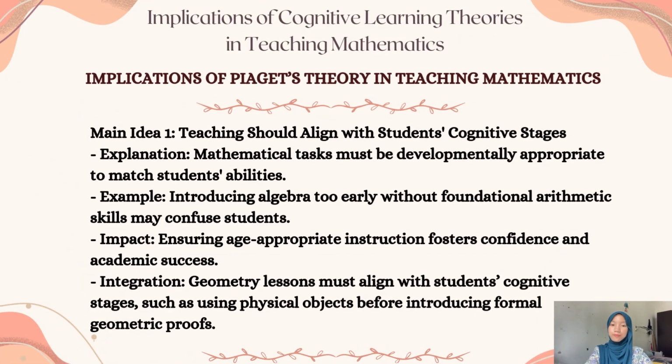Let's move into application of Piaget theory in teaching mathematics. Main idea: teaching should align with students' cognitive stage. Mathematical tasks must be developmentally appropriate to meet students' ability. For example, introducing algebra too early without foundational arithmetic skills may confuse the students. Ensuring age-appropriate instruction fosters confidence and academic success. Geometry lessons must align with student cognitive stage, such as using physical objects before introducing formal geometric proof.